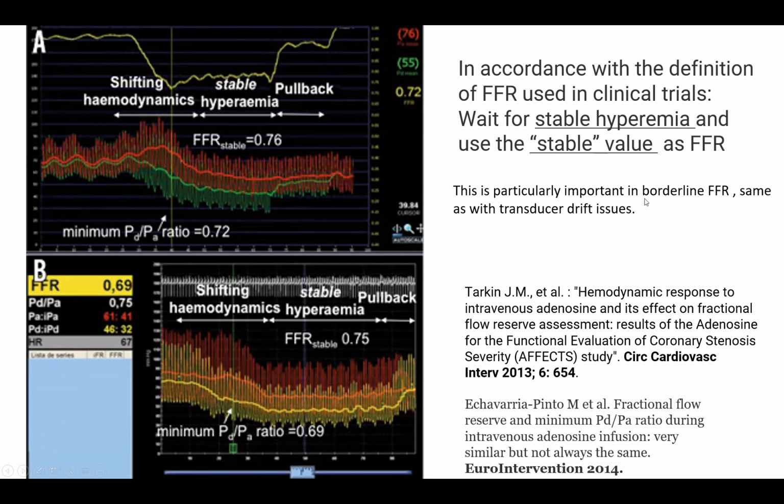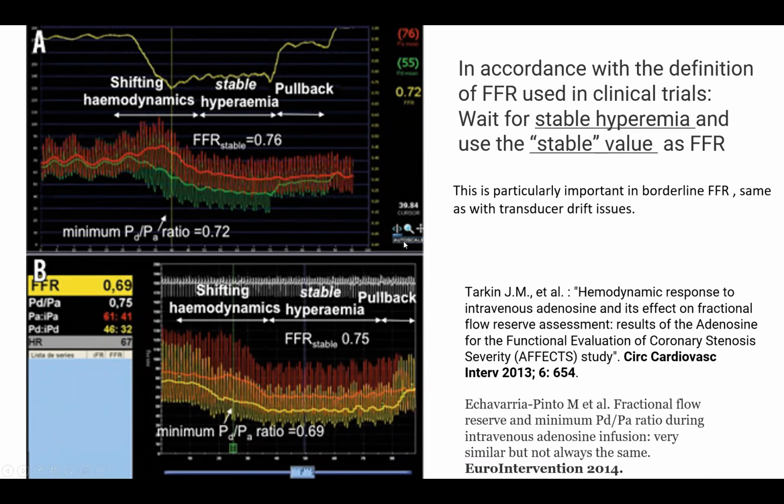This is particularly important in borderline FFR. You have an FFR of 0.82. It might dip initially to 0.78. What should you take, 0.78 or 0.82? The computer takes 0.78, but I take 0.82 based on this and based on my review of how FFR has been defined historically. Okay.